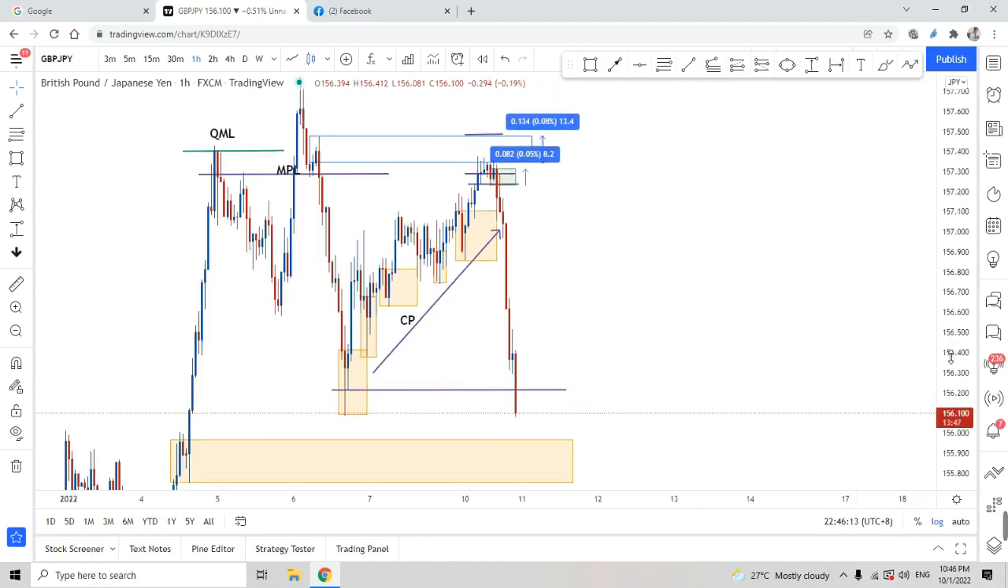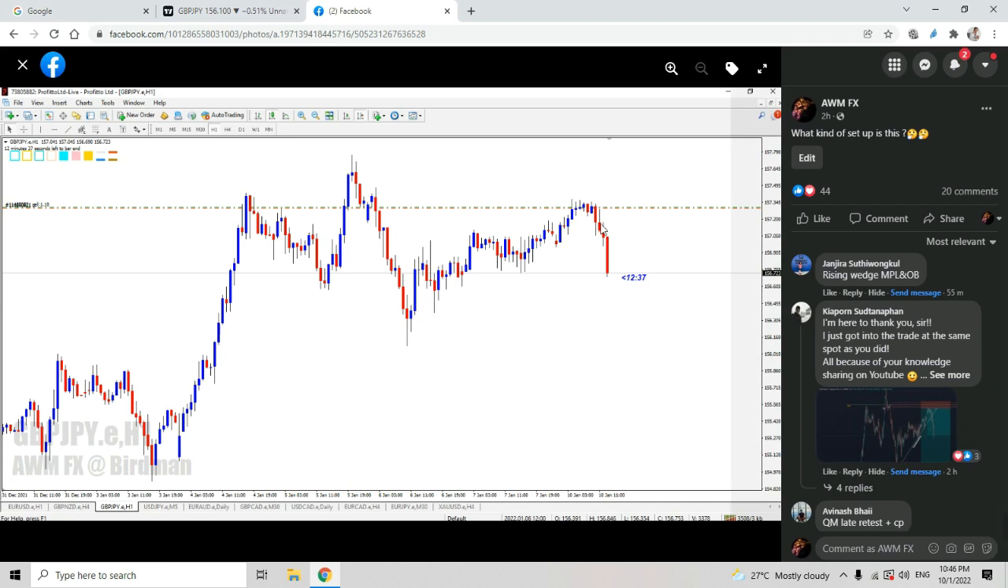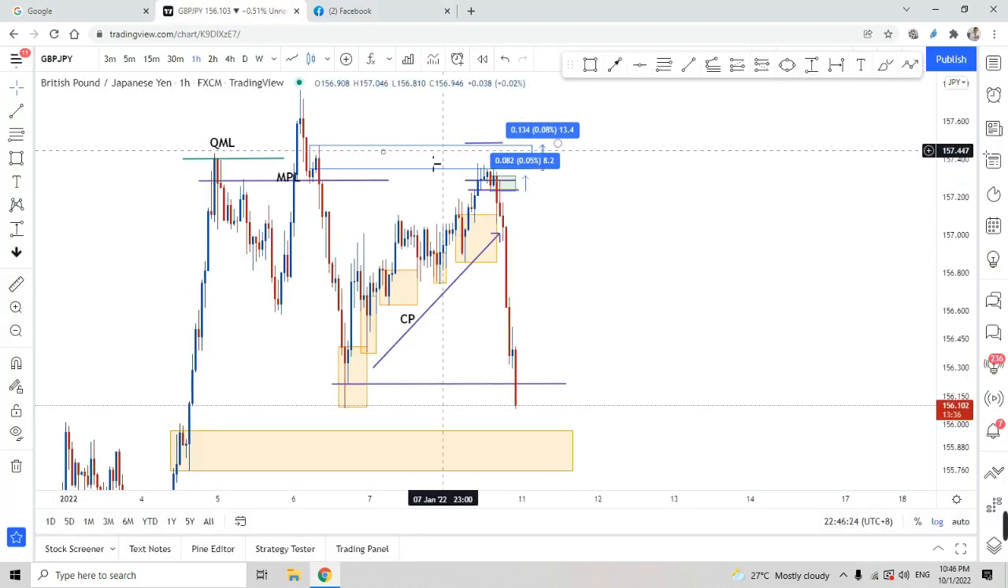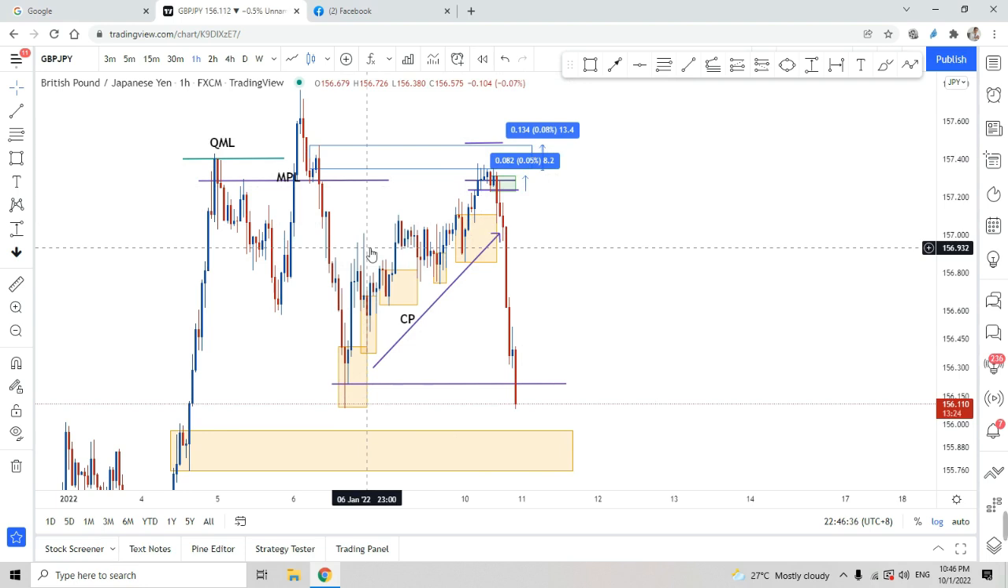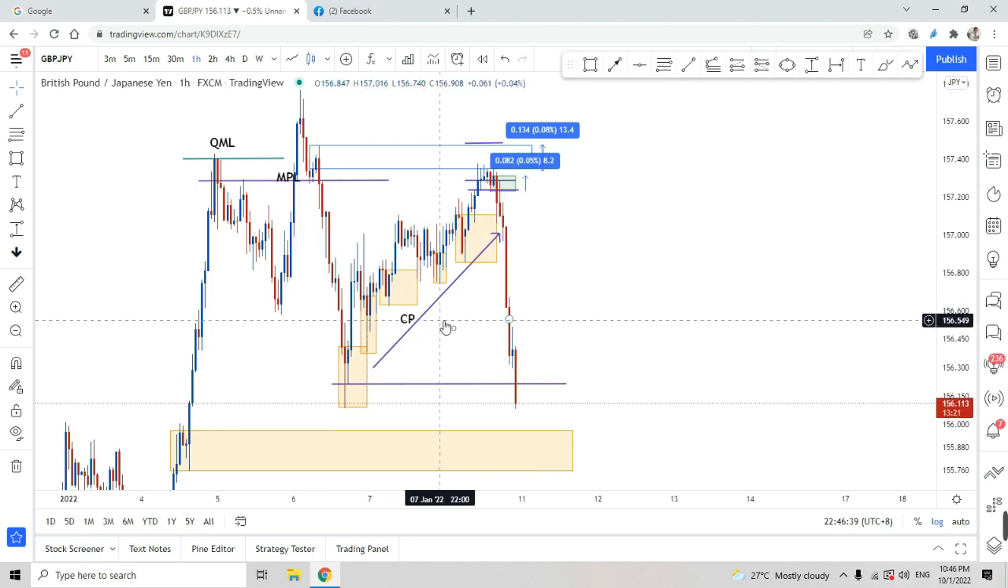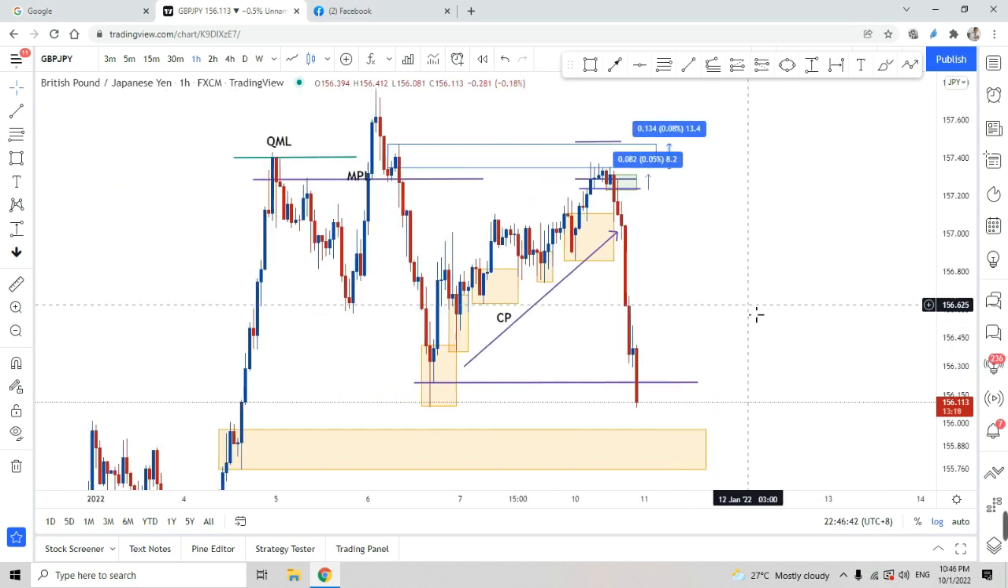And am I happy? I can tell you, I am very, very happy. You can see exactly where I entered my trade. There is no lie. So this is how you trade a very nice QML, using the MPL, using the compression, and using confirmation. Of course, in trading there is no certain confirmation, but it will give you more confidence in your trade. So hopefully you guys learned a few tips on trading this.